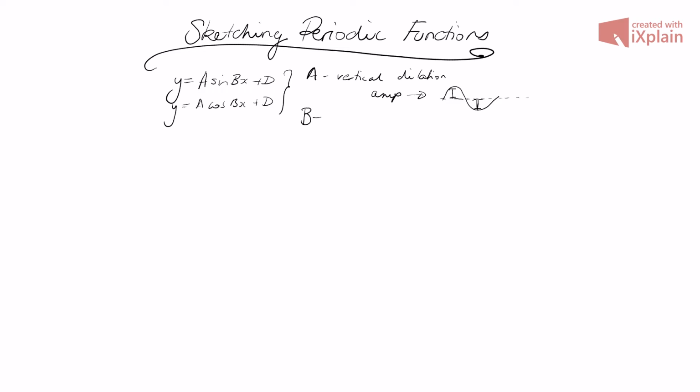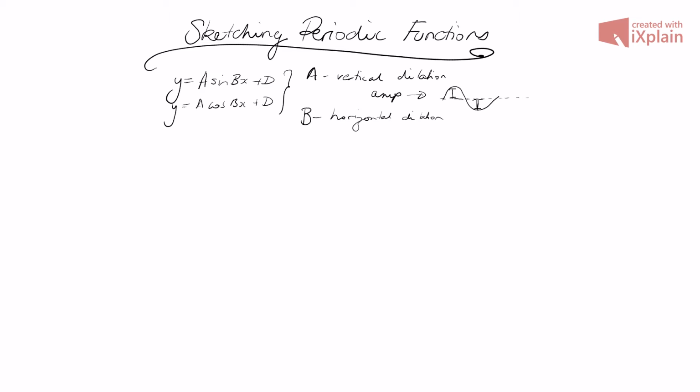Now the b is the horizontal dilation factor. It stretches the function out from side to side. So it means that you can have a function that's really, really wide. It takes a long time to repeat a cycle, or it can be a function that's very, very skinny. You can get through a cycle very, very quickly.